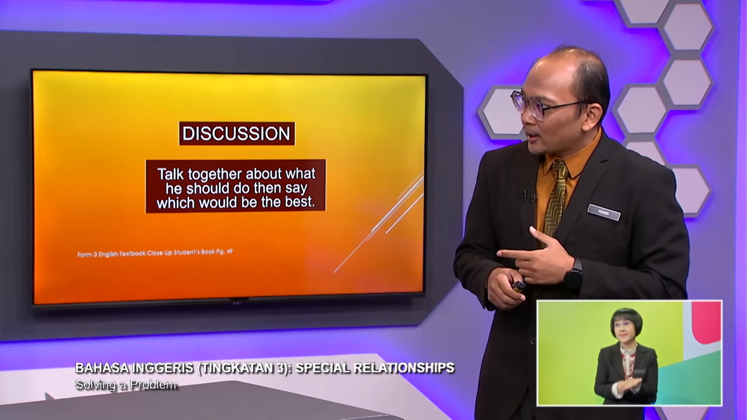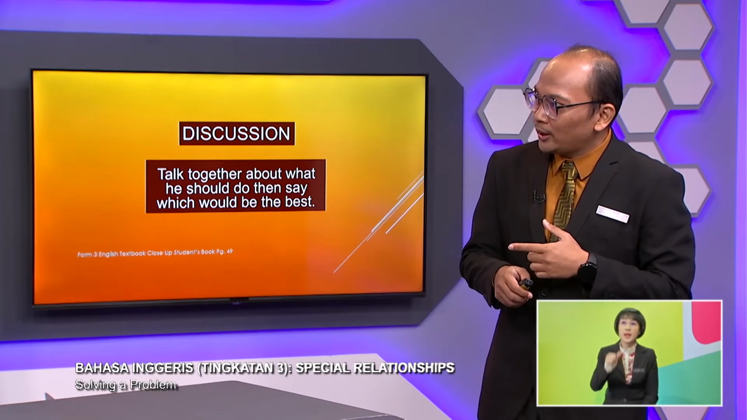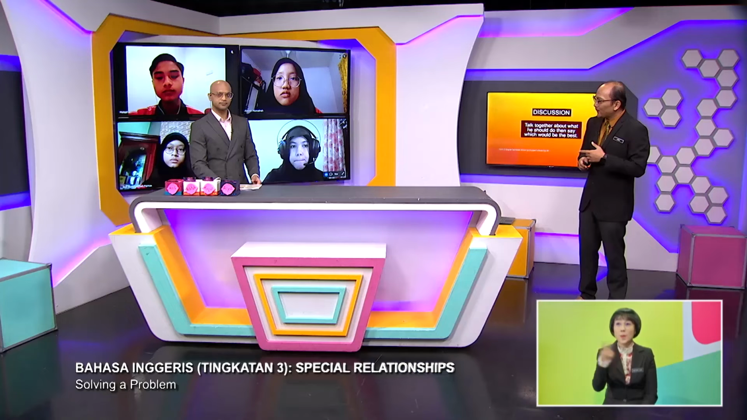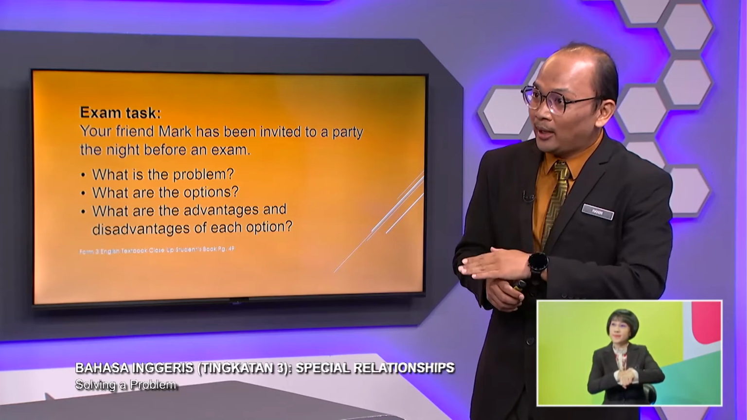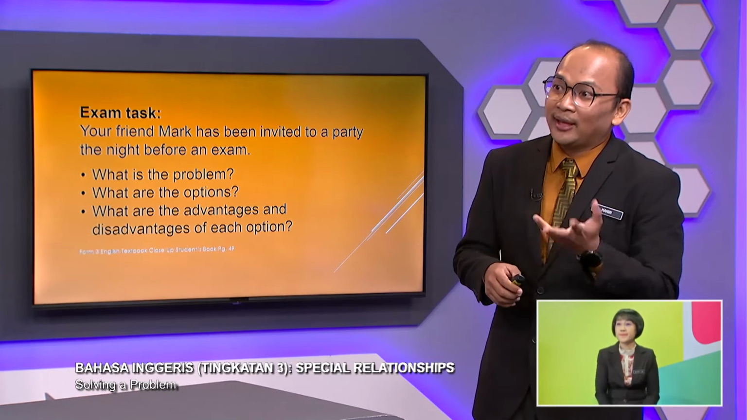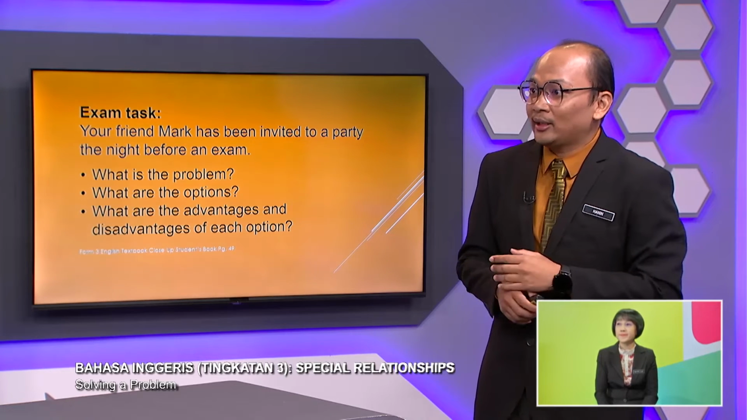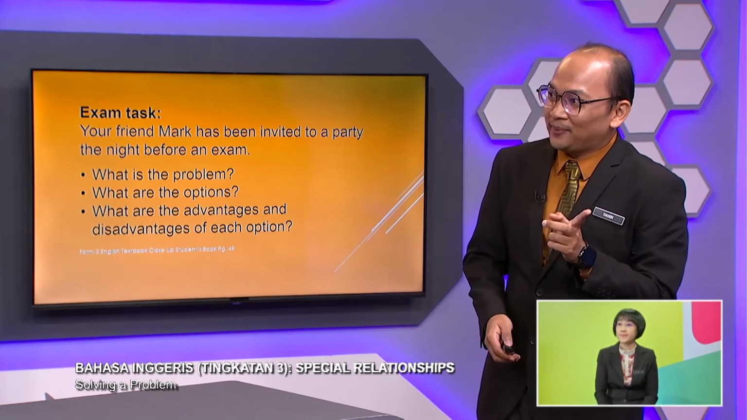So I think what I can do is ask Anis and Asha to work together, and Haikal and Biha will also work together. Maybe one person can do what is the problem, and the second person can do the other question, and then both can talk about the advantages or disadvantages of each option. We are going to give them a little bit of time.